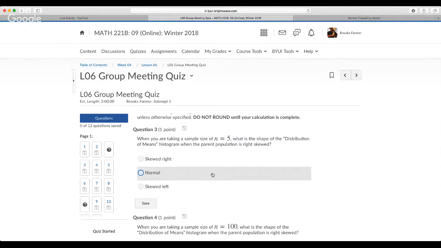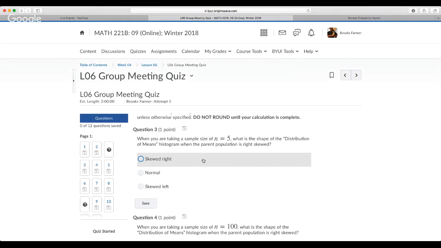Yep, ready. All right. So question 3: when you're taking a sample size of n equals 5, what is the shape of the distribution of the mean histogram when the population is right skewed? Go ahead. I was just gonna say it would be skewed right. Yeah, well, that's because the sample size is not large enough.